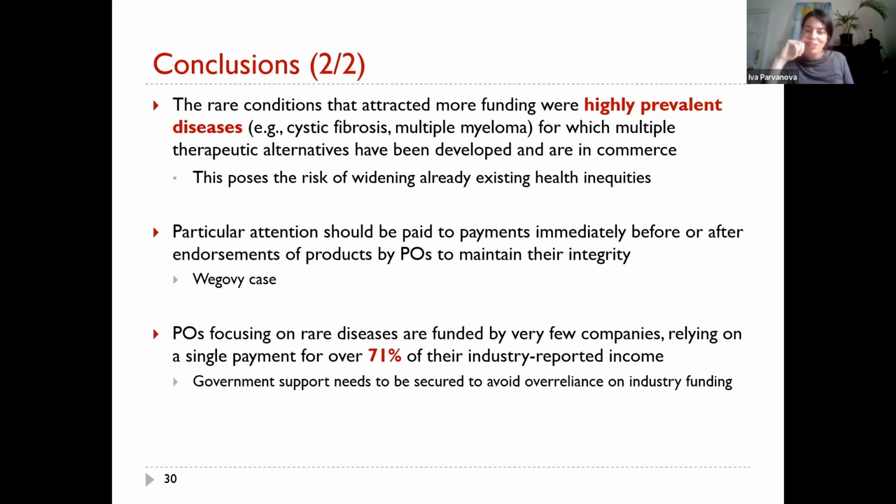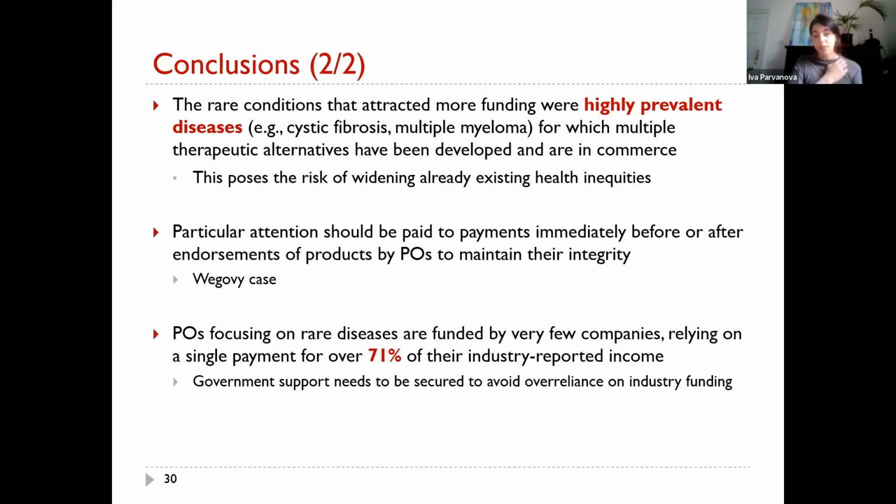So lastly, the rare conditions that attracted the most funding are actually also quite highly prevalent diseases. So for example, cystic fibrosis and multiple myeloma. To see our entire data set, and track different diseases, disease groups, and specific diseases or specific patient organizations, you can have a look at our paper and the supplemental material, and you'll find more detailed information there. But all of these diseases which attracted a lot of funding are highly prevalent diseases, even though they're rare. And for these, multiple therapeutic alternatives already exist. So this creates the risk of widening inequities in drug availability and drug development.